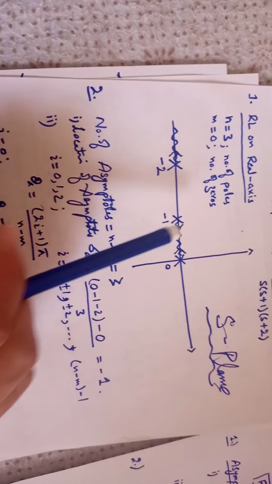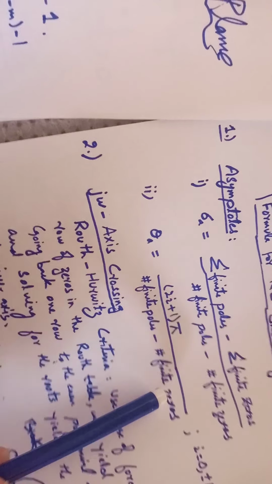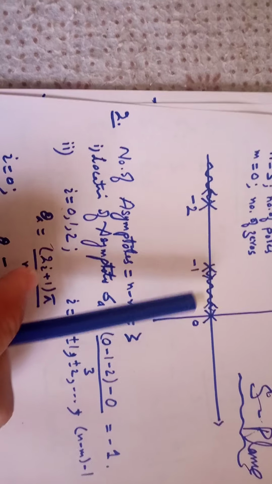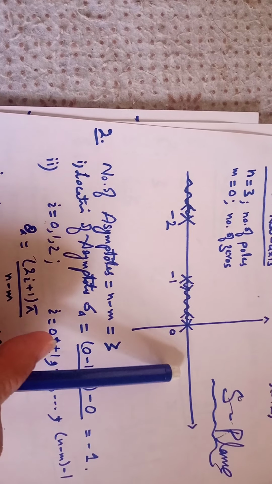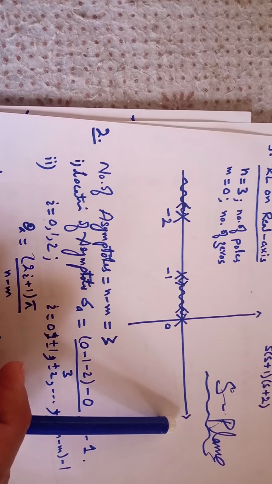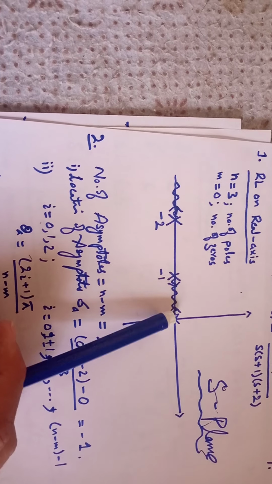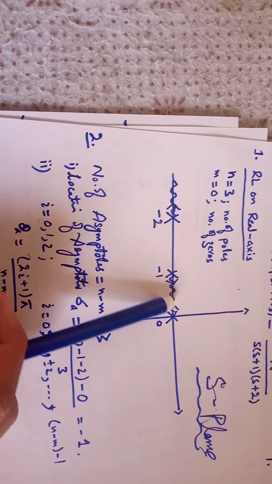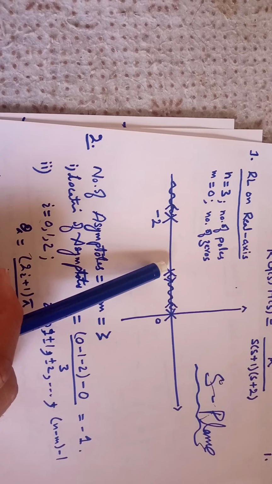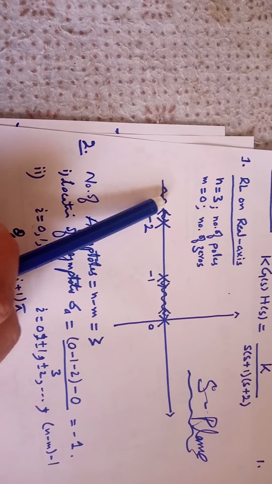So -1 is the point where you have to draw the asymptotes, but the question is at which angle. For the angle we have to use the second formula, (2i + 1) pi divided by finite poles minus finite zeros. Before this we can also know that the root locus exists between these poles, because if we look in this direction, the number of poles and zeros is 0, which is even, so there will be no root locus till this pole. After that the number is odd, so we have root locus till the next pole comes. After the next pole this number becomes even again, so there's no root locus here. Again there's a root locus.